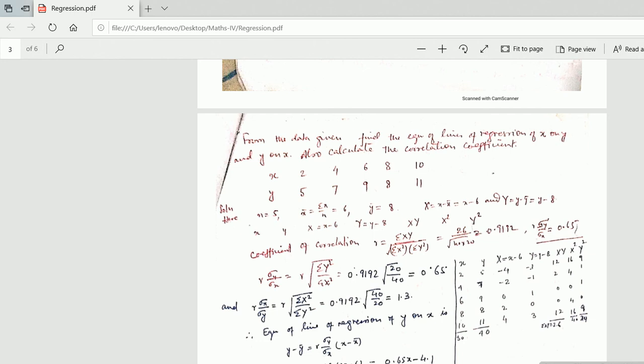The number of values n equals 5: 1, 2, 3, 4, 5. X bar is the summation of x divided by n. You just add these and divide by 5, and you will get 6. Y bar, how will you get it?